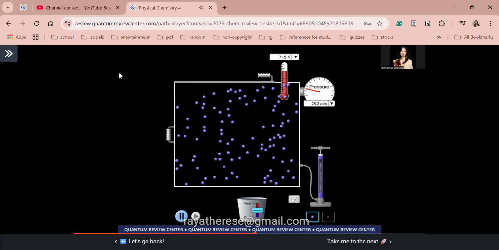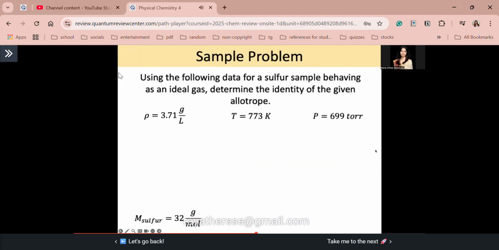So, tandaan nyo guys, pag ideal gas, theoretical gas siya, made up of particles that move in straight lines, don't attract or repel each other, and take up no space. Now, guys, with that, let's solve some ideal gas problems.